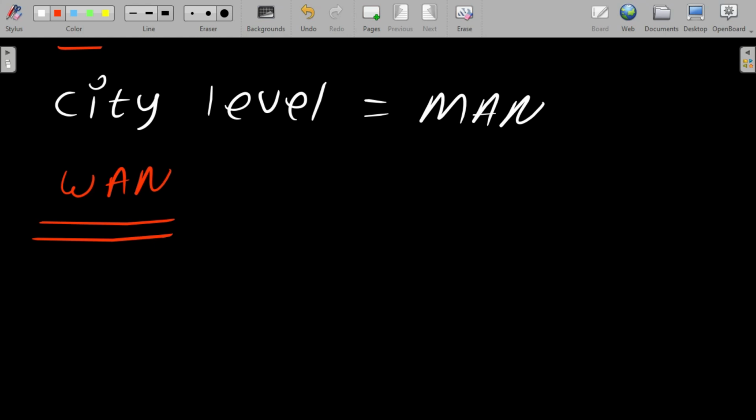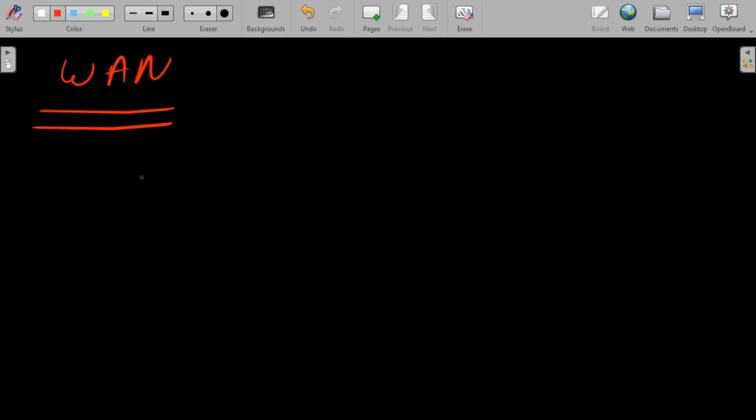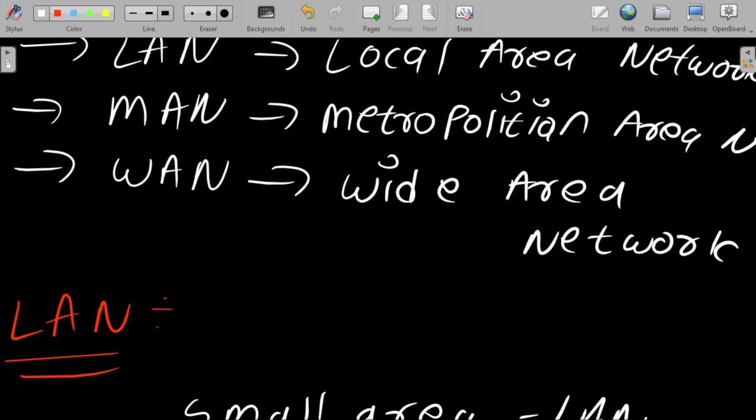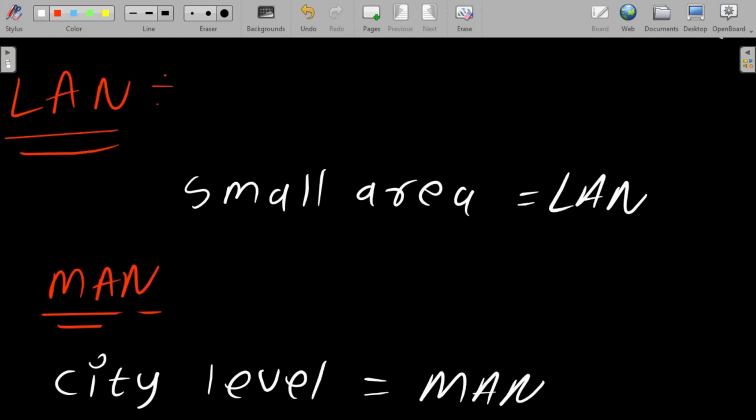This is very important. It can be asked in your exams. So the internet is the world's largest wide area network. In shortcut, we can remember that worldwide equals WAN, wide area network. So these are the types of computer networks.